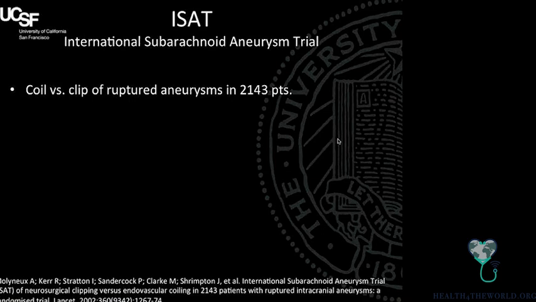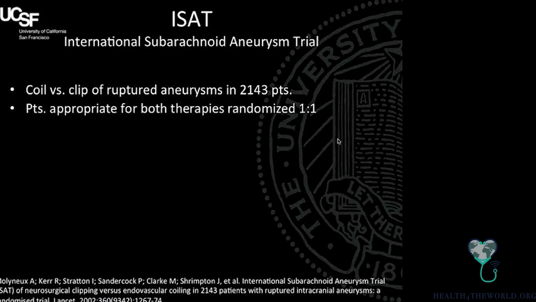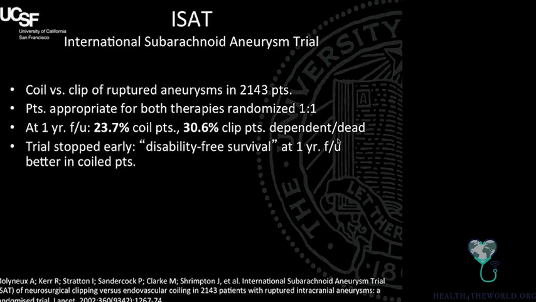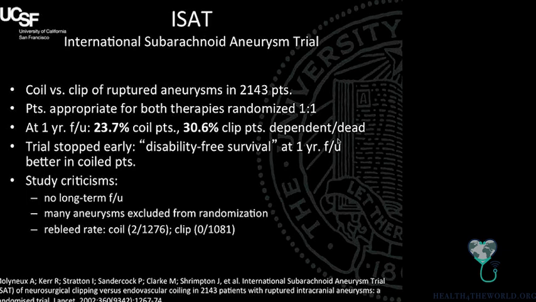So the International Subarachnoid Aneurysm Trial, ISAT, is the lone randomized controlled trial in this space. This was a randomization of coiling versus clipping of ruptured aneurysms in about 2,000 patients. They were randomized in a 1-to-1 manner, and at follow-up, patients were much less likely to be dead or dependent in terms of their outcome. They actually stopped the trial early in terms of the disability-free survival at 1 year, and that goes without saying. Obviously, most patients recover better from endovascular treatment than an open craniotomy, but there were some criticisms.